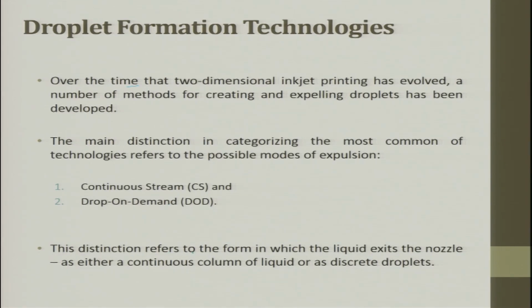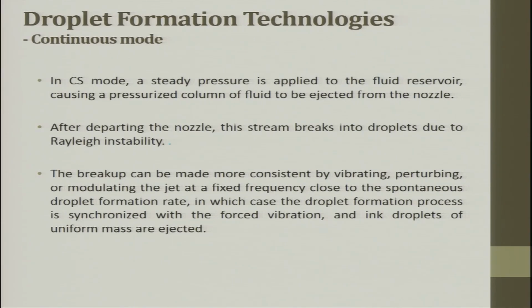This distinction refers to the form in which the liquid exits the nozzle, either as a continuous column of liquid or a discrete droplet. There are two modes, drop on demand and continuous mode. We are seeing continuous mode. In the continuous mode, a steady pressure is applied to the fluid reservoir, causing a pressurized volume of the fluid to be ejected from the nozzle. After departing the nozzle, the stream breaks into droplets due to Rayleigh instability.